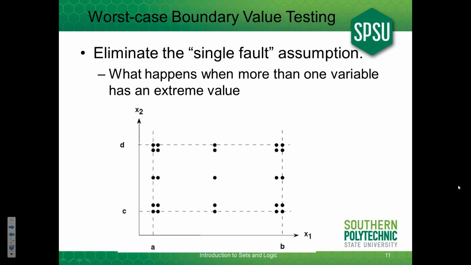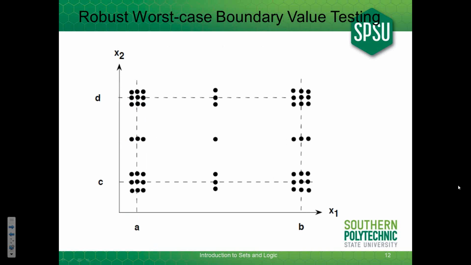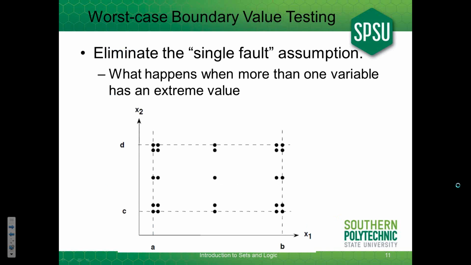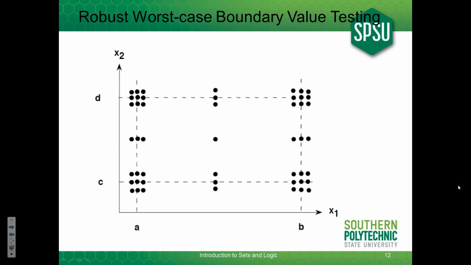So that's worst case, and robust worst case. It's similar to the previous one, just you're going to pull in the invalid values into the picture as well. You see, they're very similar. The only difference again is that for, let's say x1, now you have added max plus and min minus, the invalid values, to see how the system is going to behave.